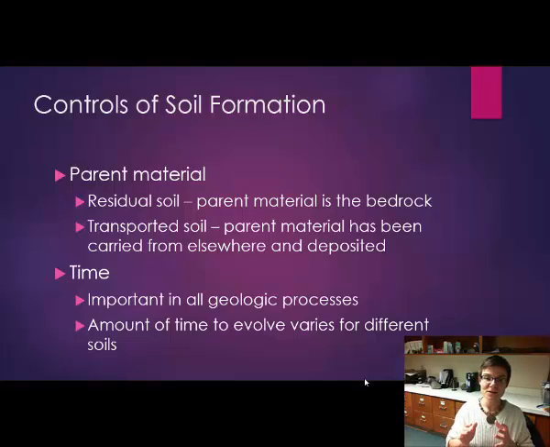Now some major controls on the materials that make up soil. One big control is parent material. And there's two types of parent material. Residual soil, where the parent material is made from the local bedrock, and transported soil, where the parent material has been carried from elsewhere and deposited here.